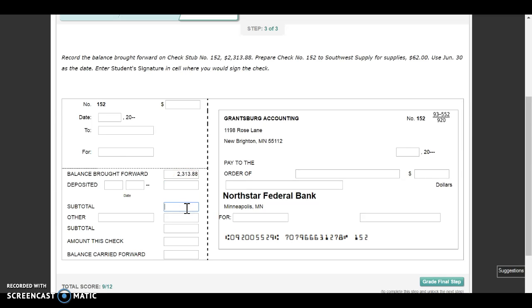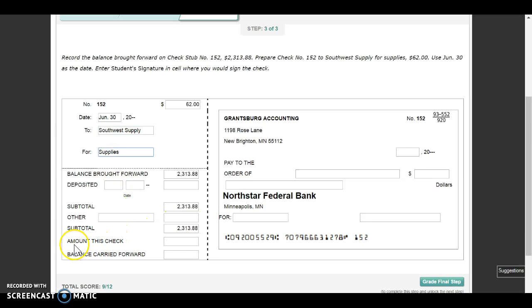So what is my subtotal? $2,313.88. I don't have anything to go in the other amount here. So again, I'm going to pull that number down again, $2,313.88. And now I'm going to fill in my check stub for the check. So this time I'm preparing check number 152. The amount of that check is $62. I'm writing this check on June 30th. I'm writing the check to Southwest Supply. I'm writing it for supplies.